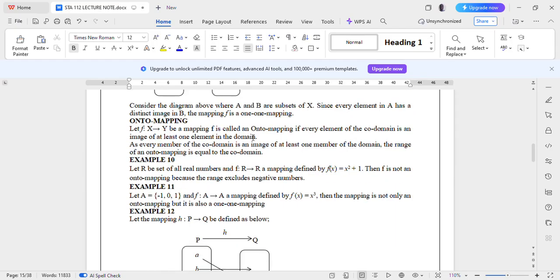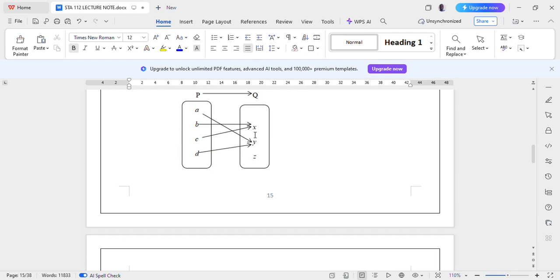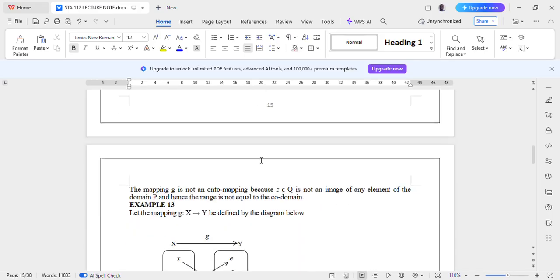For an onto mapping, every element of the codomain is an image of at least one element of the domain. So the range of an onto mapping is equal to the codomain. Which means in an onto mapping, every element in the codomain must serve as an image of an element in the domain. So all the elements in the codomain serve as the range. But for this one, no. The codomain is not the same as the range, because there's an element Z which does not serve as an image of any element.